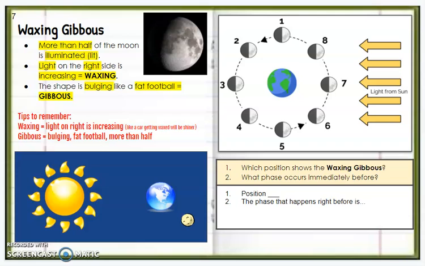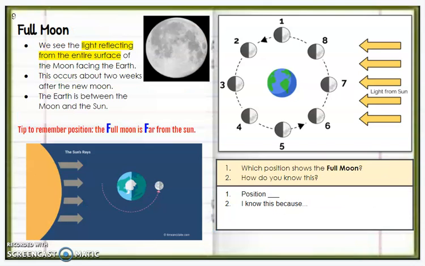All right. Okay, waxing gibbous. Now we have more than half of the moon illuminated. So again, the light is on the right side. We see it's increasing, so it's gotten bigger, so it's waxing. And the shape is bulging like a fat football, so that's gibbous. Okay. So again, some tips. Light on right is increasing. That means waxing. And then the gibbous, bulging fat football, more than half. So here, again, what position shows the waxing gibbous, and then what phase occurs immediately before. So our waxing gibbous is at position 2, and then immediately before was the first quarter moon. Okay. All right, next slide.